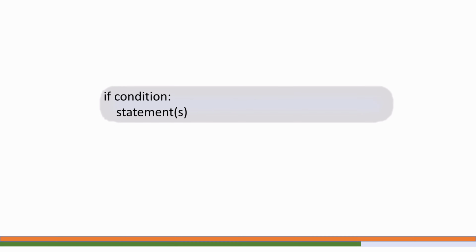So you can see the if condition block. You write the if keyword, then the condition comes, then a colon, and then one-tab indented statements. Remember, Python uses indentation instead of curly braces to define blocks of code. Usually we indent by 4 spaces.